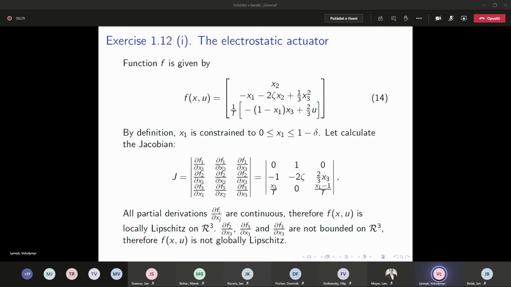For each of the following systems, investigate local and global Lipschitz properties. Assume that input variables are continuous functions of time. This is the magnetic levitation system, the electrostatic actuator, the two-link robot manipulator, the inverted pendulum on a cart, and the Tora system. I think that's all. Only these five you need to solve.